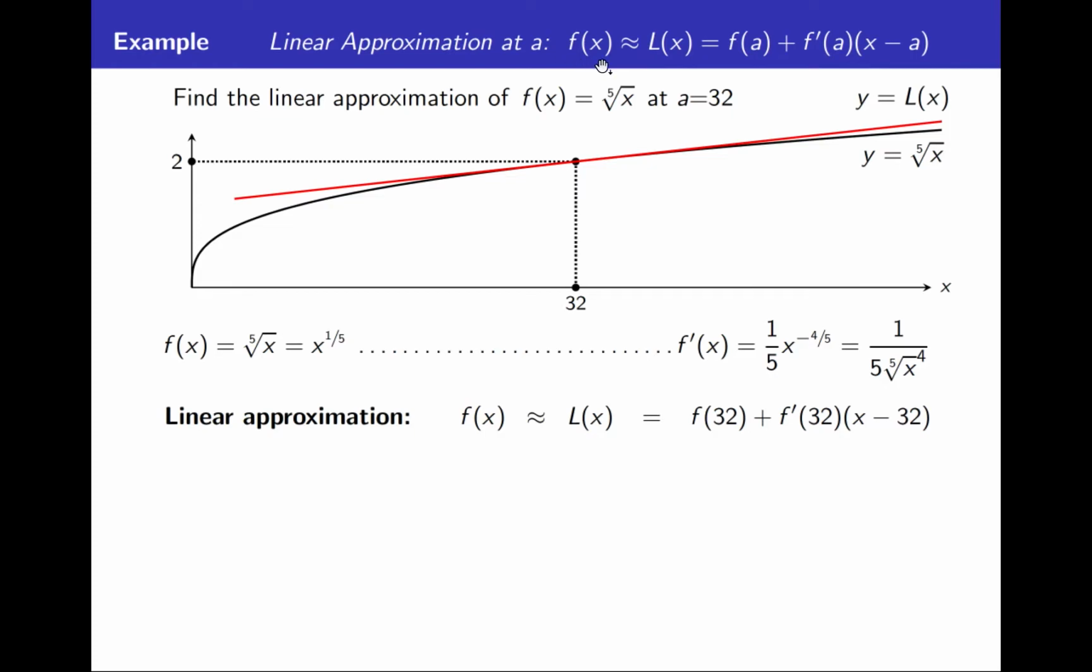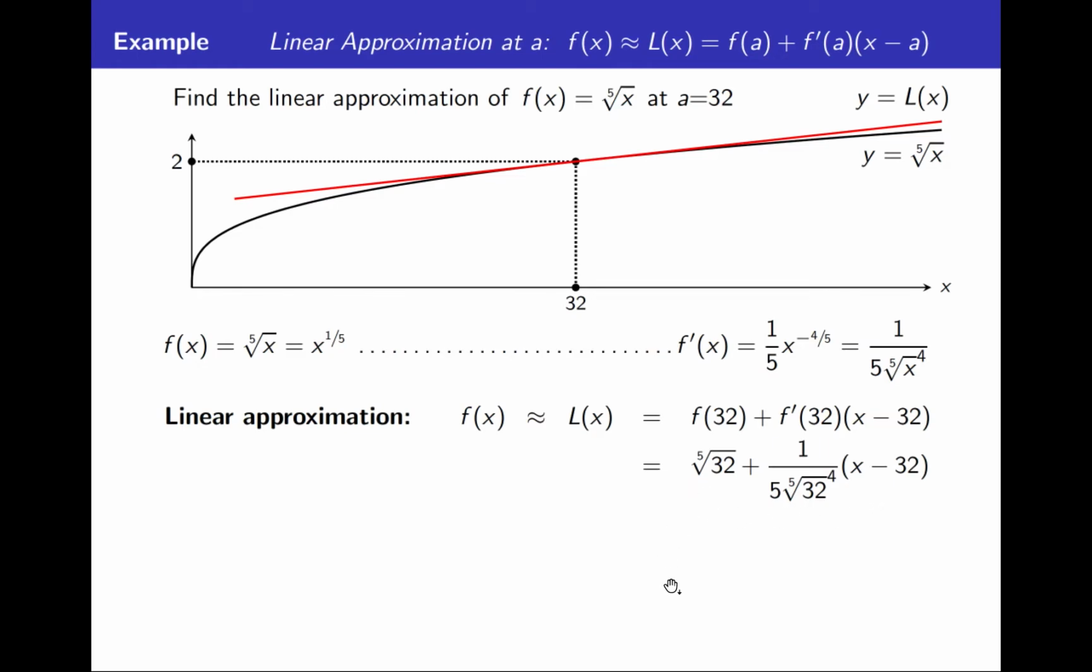According to our formula, f of x is approximately equal to L of x, which equals f of a, that's f of 32, plus f prime of a, that's f prime of 32, times x minus a, and that's x minus 32. f of 32 is the fifth root of 32. f prime of 32, you can see here, is 1 over 5 times the fifth root of 32 to the fourth, and then times x minus 32.